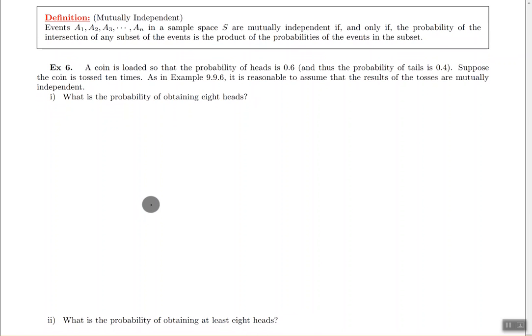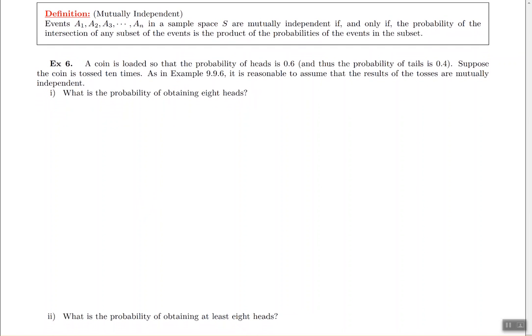So an example of that might be something like this one down here, where it says a coin that is loaded again, so it's an unfair coin. It lands heads with a probability of 0.6. So the probability of H is 0.6. That means the probability of getting tails is 0.4. Suppose that the coin is tossed this time 10 times. And the question is, what's the probability of obtaining 8 heads?